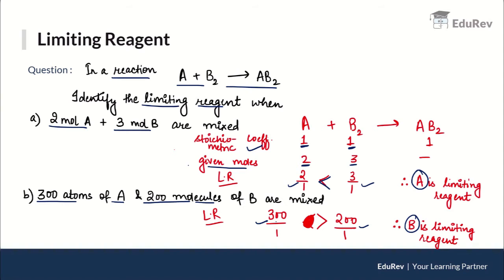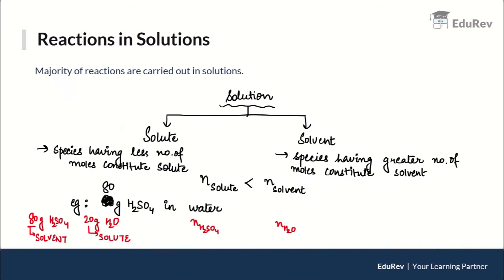So if you have understood how to identify the limiting reagent, let us now switch to reactions in solutions. Basically majority of reactions are carried out in solutions. So it is important to understand how the amount of substance is expressed when it is present in the form of solution, right?